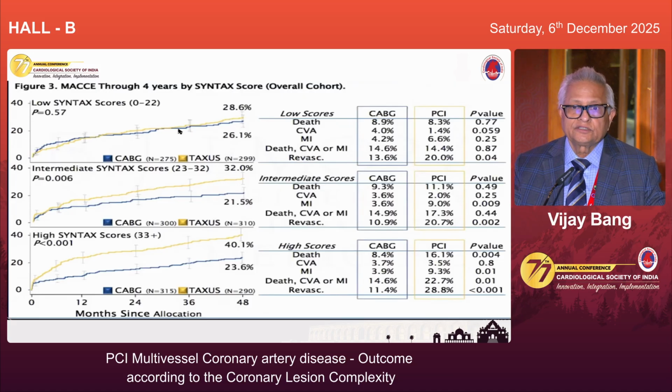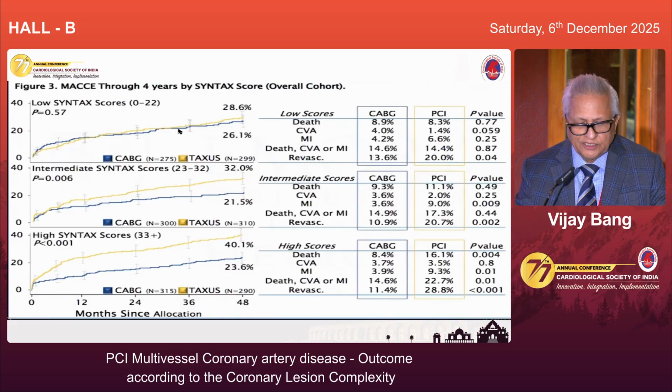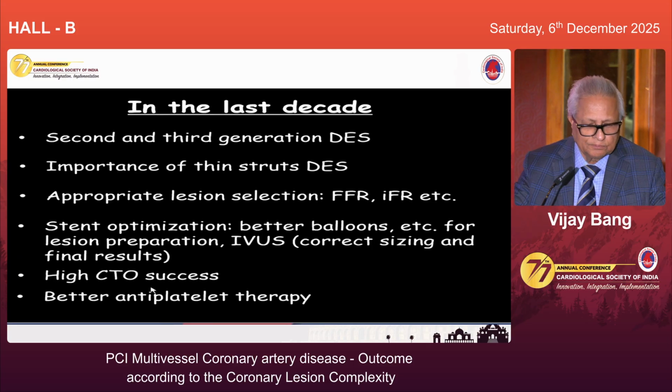we have a SYNTAX trial which is over a period of 10 years, and it evaluated low SYNTAX score, intermediate, and high SYNTAX score. We can see that with CABG and PCI, when compared in intermediate and high, PCI looks very weak. But if it is in low SYNTAX score, it's almost clinically insignificant, though numerically a little more in the PCI arm.